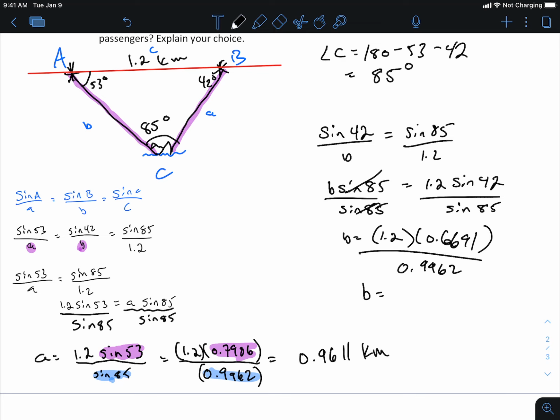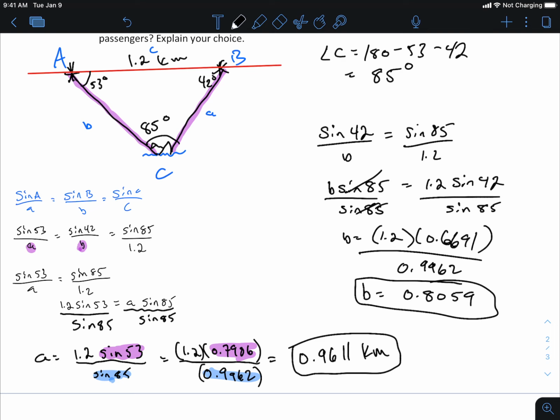Who's got a number? 0.8059. Okay. Who's closer? Okay, because it's closer. It'll be a search and rescue mission at this point.